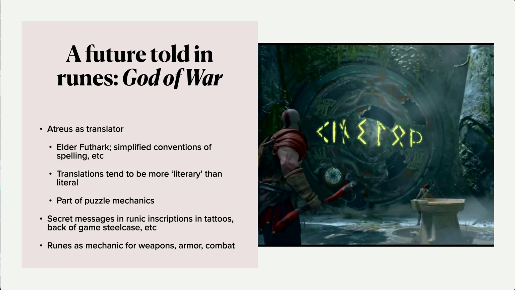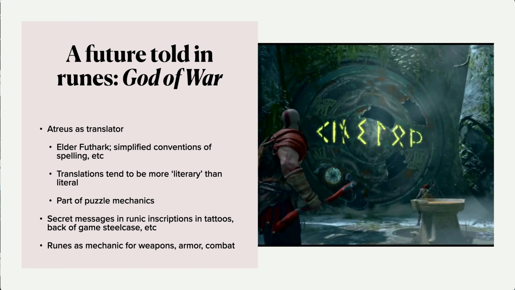So God of War sort of deepens this. It goes even further into the use of runes. You see them all over the place. They are part of the puzzle process. You see them in tattoos. You see them as decorative elements. There are runes everywhere in God of War. And in most cases, Atreus is the translator of these runes, because he learned them from his mother. And so he is the one who tells his father what the various inscriptions they encounter mean.